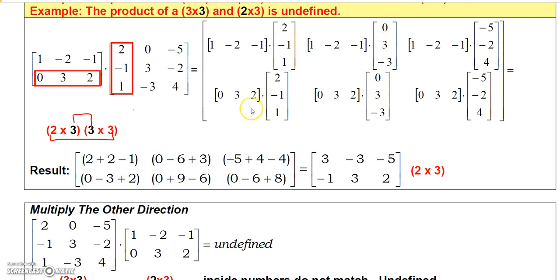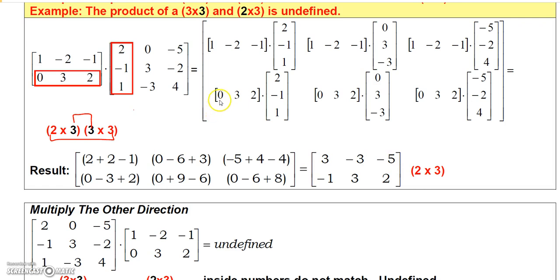Negative 2 times 3 is going to give me minus 6. Negative 1 times minus 3 is going to give me 3. And then 0 minus 6 plus 3 is simply negative 3. And then this row with the third column gives me 1 times negative 5, which is negative 5. Negative 2 times negative 2 is 4. And then negative 1 times 4 is negative 4. So negative 5 plus 4 minus 4 is just negative 5.